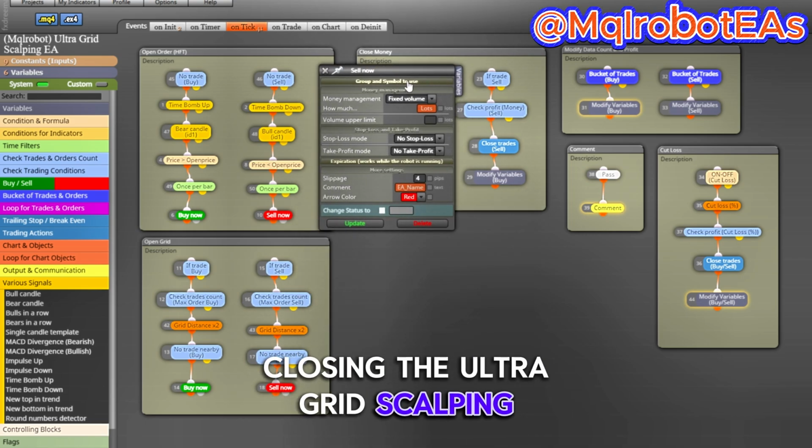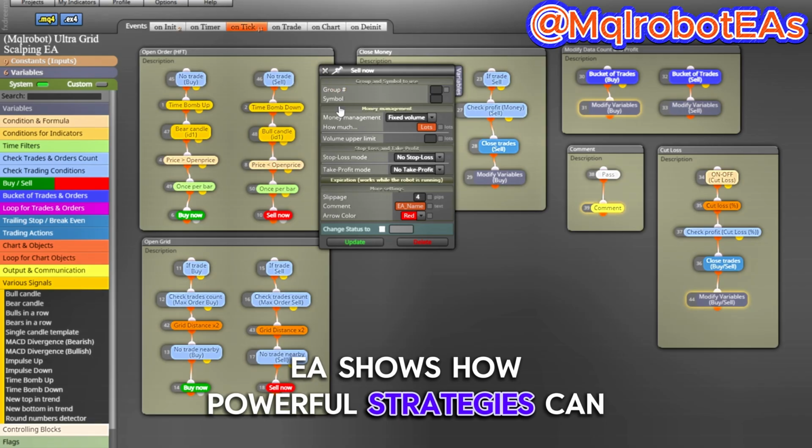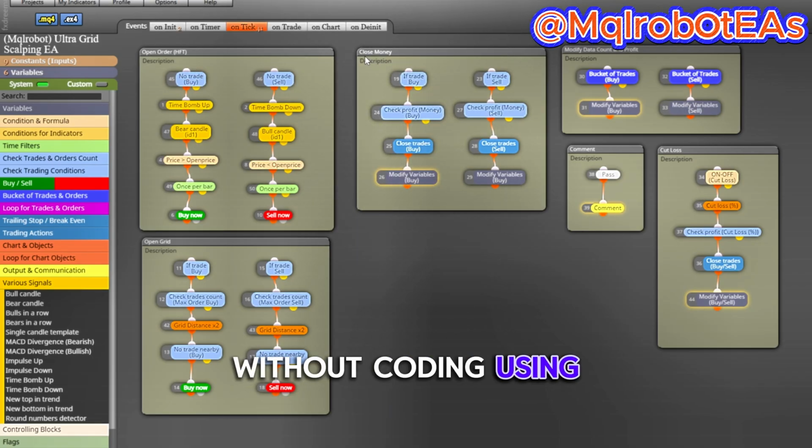Closing the Ultra Grid Scalping EA shows how powerful strategies can be built without coding using FXdreema.